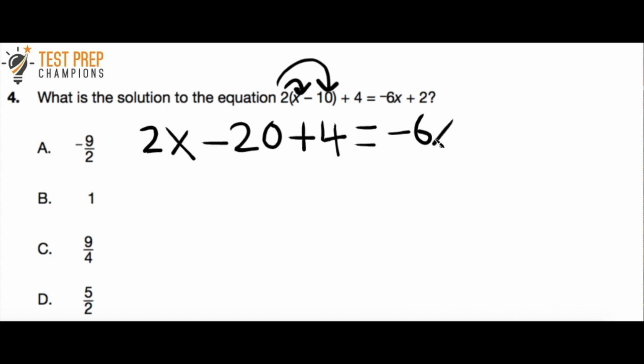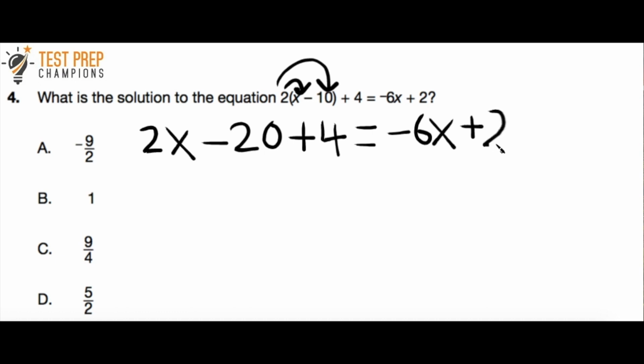The only thing that I did in that step was to distribute this 2. So again, we did 2 times x, which gave us 2x. Then we did 2 times 10, which is 20, and we bring that minus down, right? We've got to take this minus along for the ride here. So we have 2x minus 20 plus 4 equals negative 6x plus 2.